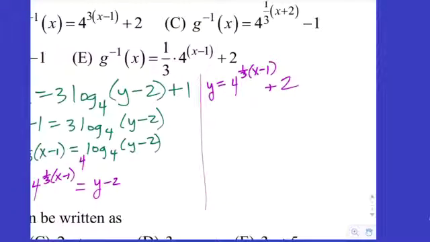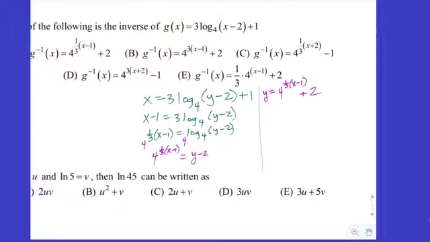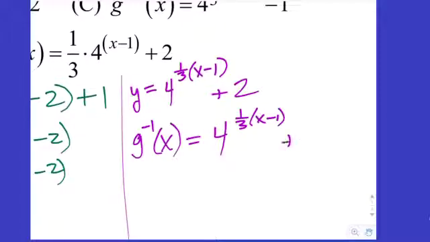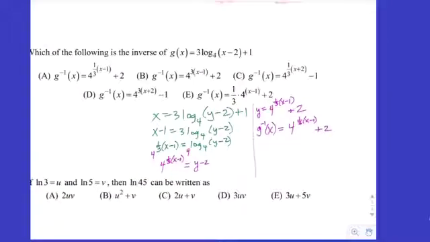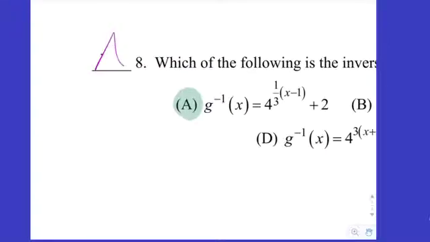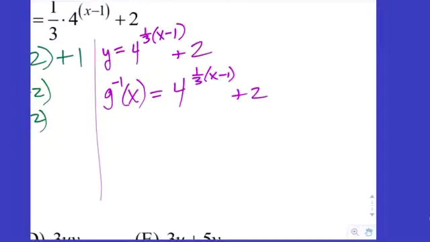And then all you got to do, since you now resolved for y, is give it that special name. It's the inverse of g, so we'll call this g inverse of x. And it's really the same thing, 4 to the 1/3, x minus first power, and then plus 2. So if you look for that answer matched up on the test, it's answer choice A. Of course, tomorrow you won't have answer choices, so you will just stop right there.